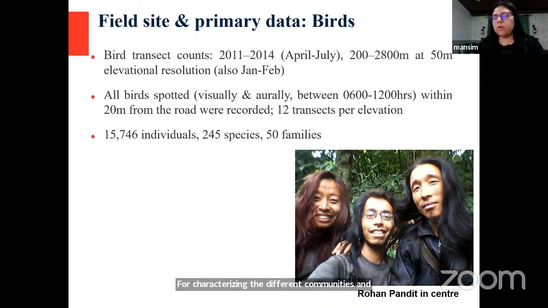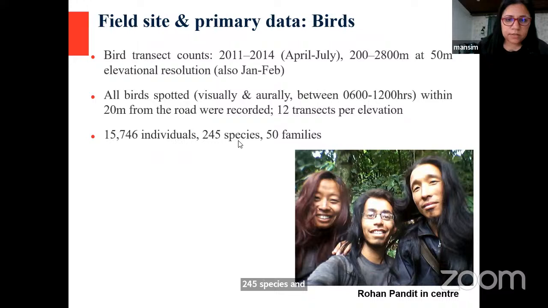So in total, he recorded more than 15,000 birds spanning 245 species and 50 families, right? So that's a very robust data set to study how communities change with elevation.